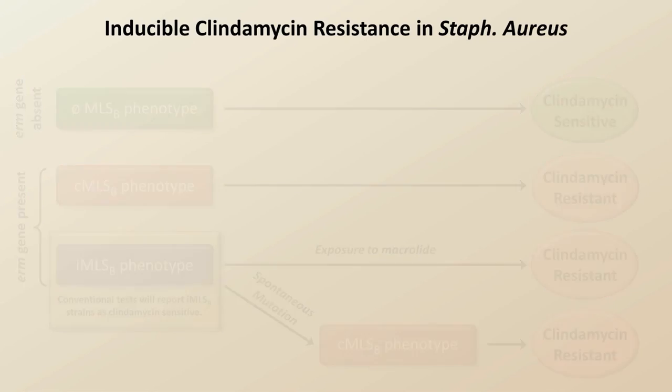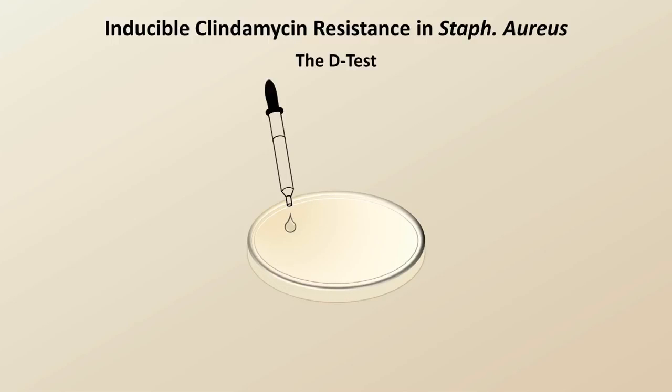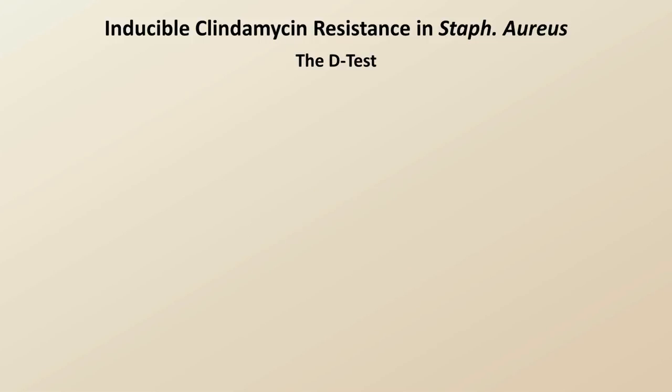So is there a way that we can test for inducible resistance? Luckily there is. It's called the D test. Here's how it works. Take a plate of agar and add some of the Staph aureus bacteria one is interested in. Then place 2 antibiotic discs on it, similar to those from the disc diffusion method. One disc is the macrolide erythromycin, and the other is clindamycin. After a day of incubation, one of 3 outcomes can be observed.